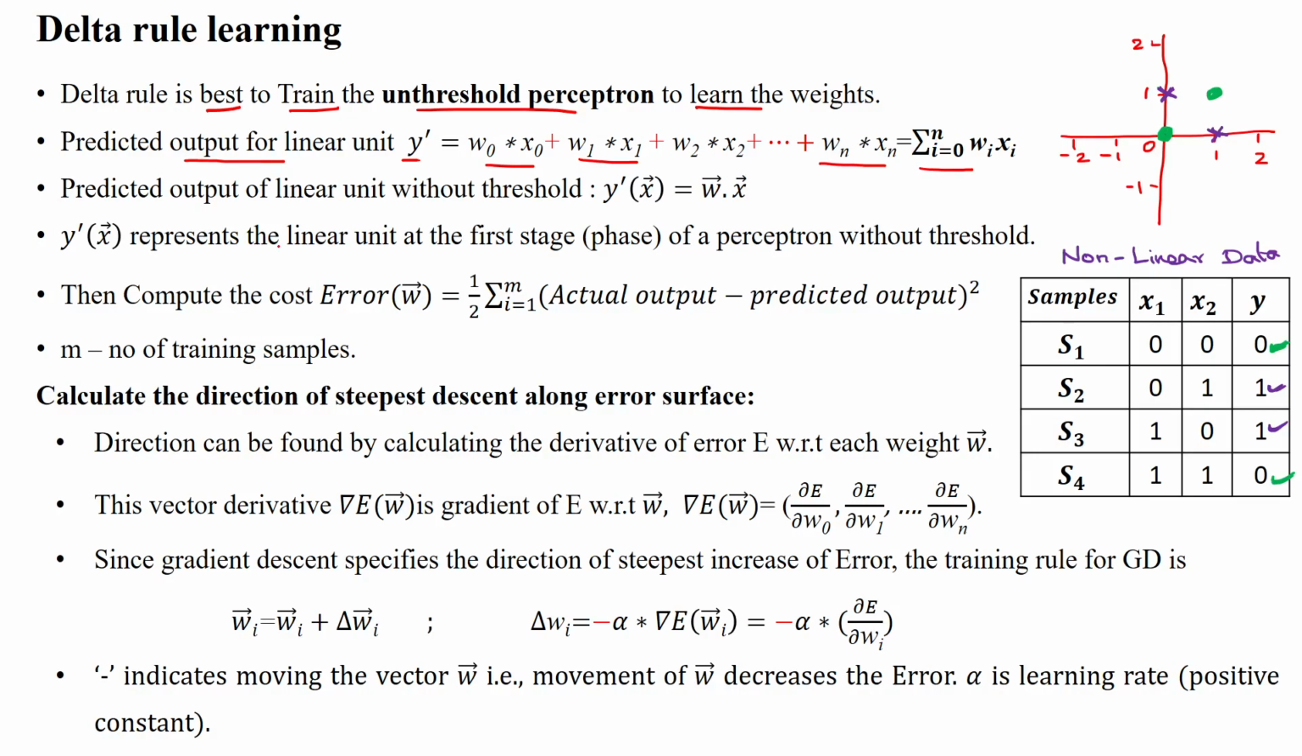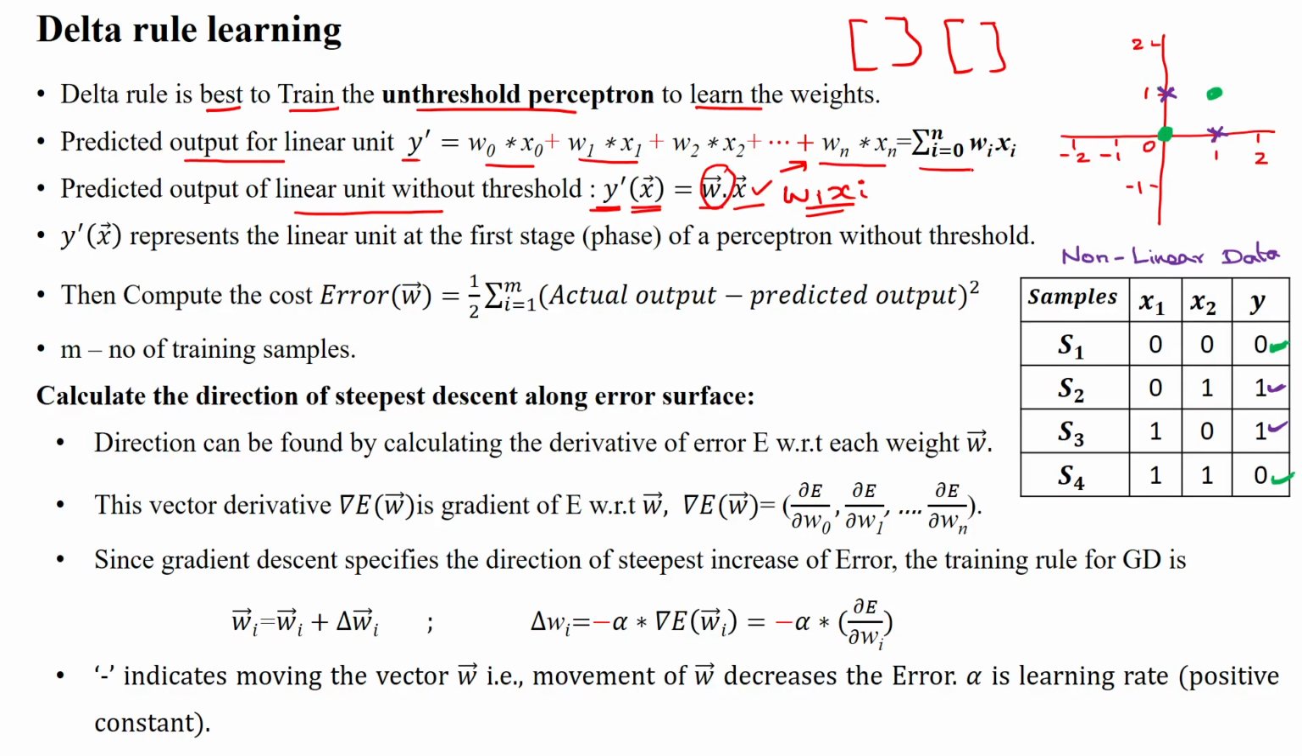So here this can be represented by using the linear unit without threshold, y', the predicted output of the features x, equal to w dot x. That means simply we can say summation of wi xi. Here w is represented in the form of a vector of values and x is also represented in the form of a vector of values. That's why we are representing w vector dot x vector.